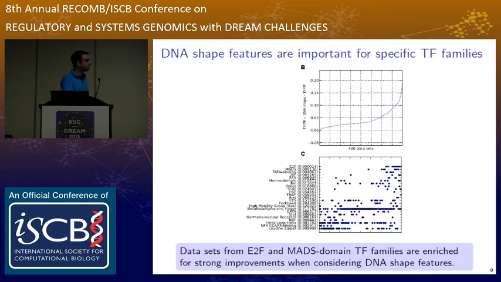We compute the p-value of this enrichment using a Mann-Whitney U-test, one-sided, and then we correct for multiple hypothesis testing. And what we observe is that there is a strong enrichment for E2F and MADS domain transcription factor families to be located here on the right-hand side, showing that for these TF families, we observe a very strong improvement in our capacity of discriminating ChIP-seq bound regions from genomic background when we incorporate DNA shape information.